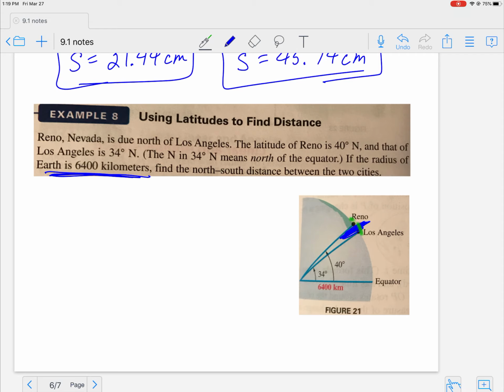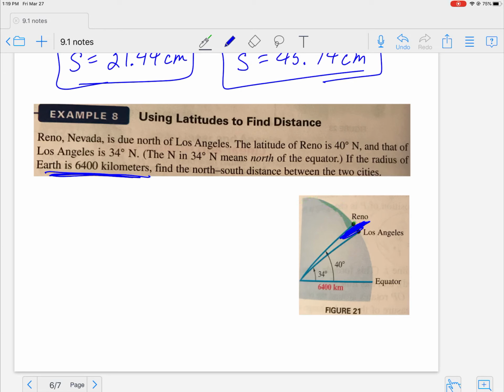I know that Reno is due north of LA, so this distance. From the equator, Reno is 40 degrees. From the equator, LA is 34 degrees.